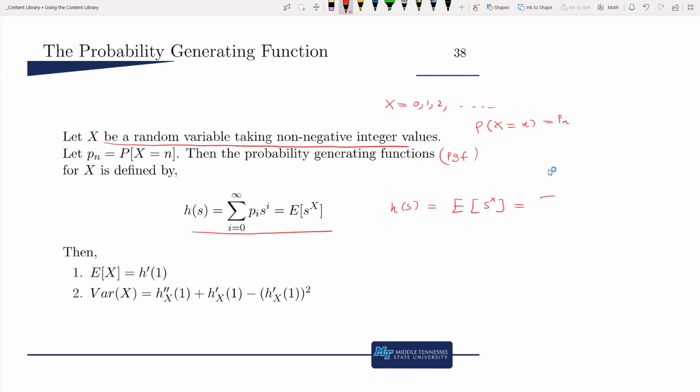If you expand this, it is the sum over i of s to the i times the probability that X equals i, where i goes from 0 to infinity. Remember, X takes only non-negative integer values. Because of that, you can just write it as s to the i times p_i.